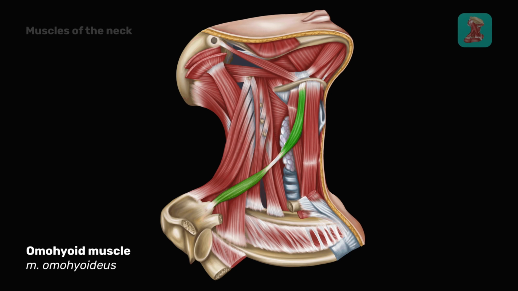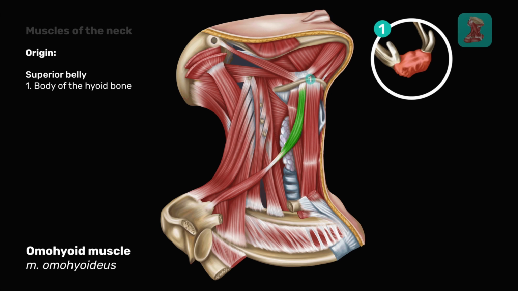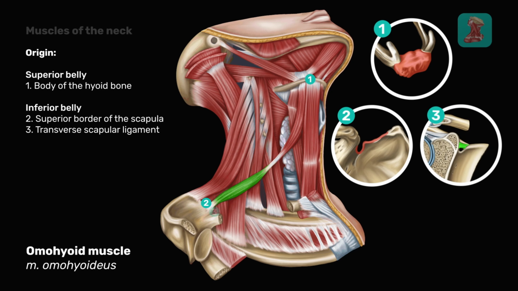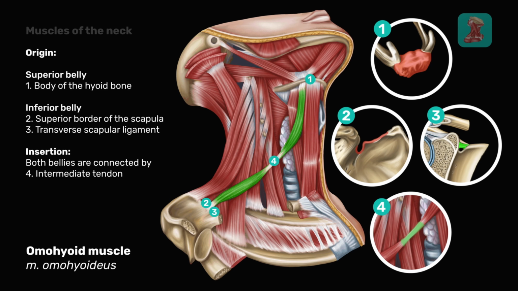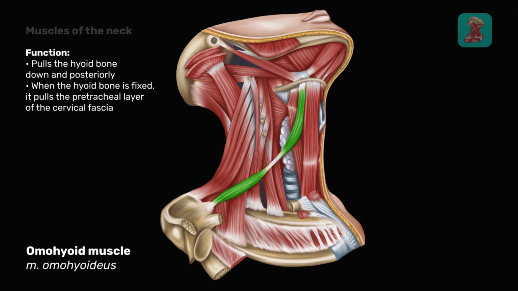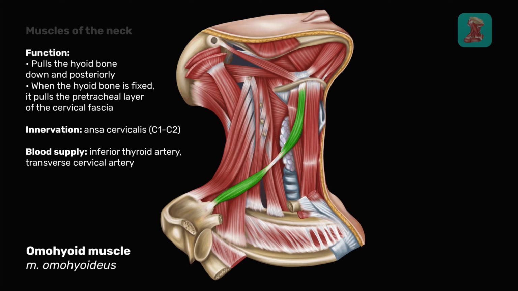The omohyoid muscle. Origin: the superior belly arises from the body of the hyoid bone. The inferior belly arises from the superior border of the scapula and the transverse scapular ligament. Insertion: both bellies are connected by an intermediate tendon. Function: pulls the hyoid bone down and posteriorly. When the hyoid bone is fixed, it tenses the pretracheal layer of the cervical fascia. The following structures innervate the muscle and supply it with blood.